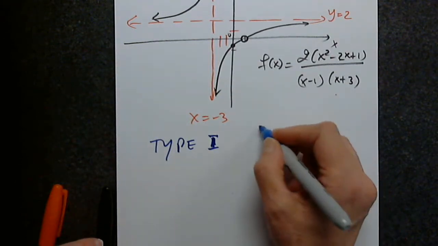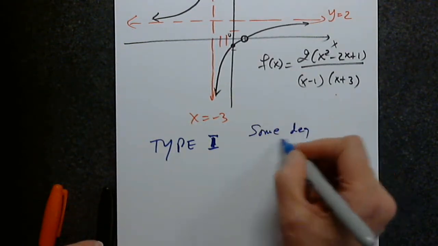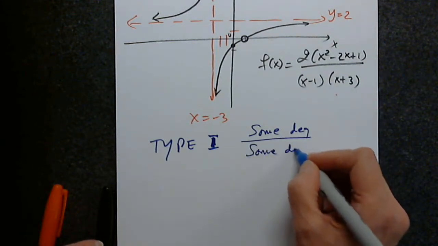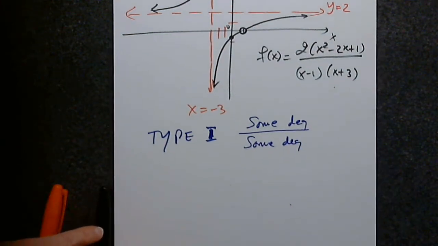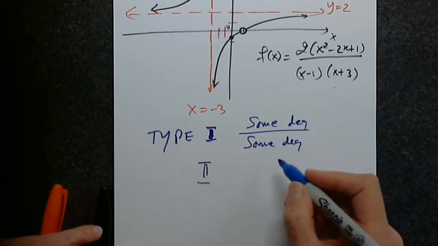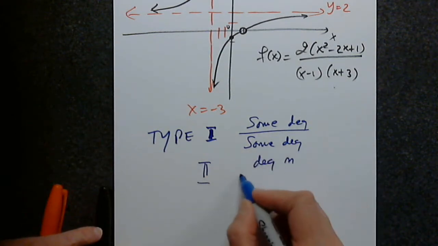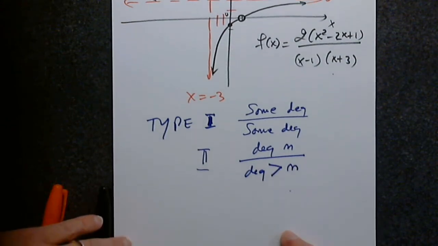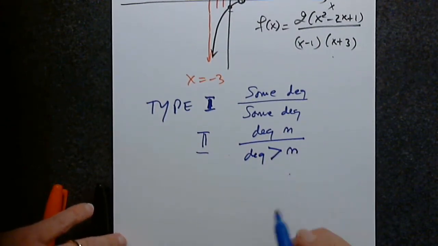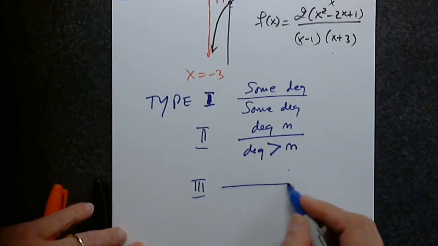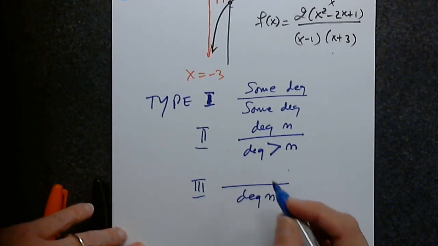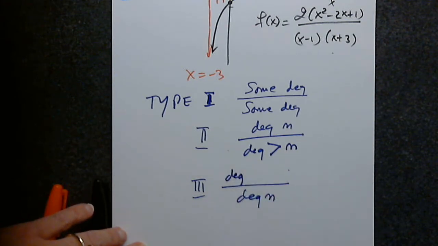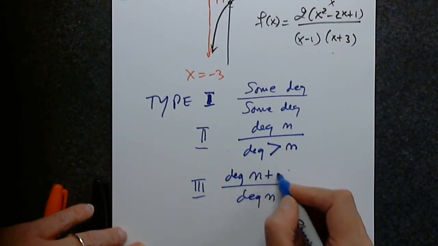Type 1, same degree over same degree. Type 2, degree n and degree higher than n in the denominator. Type 3 is degree n, and this one is exactly n plus 1.